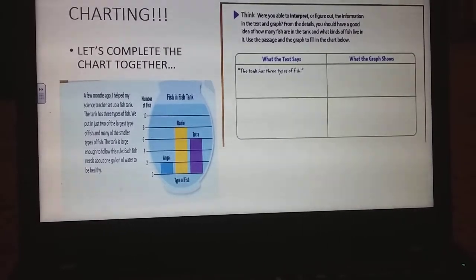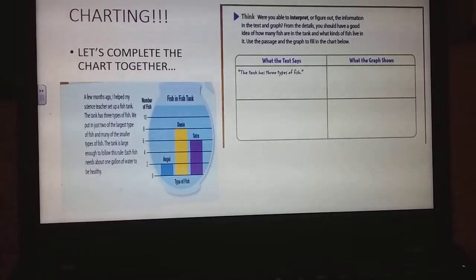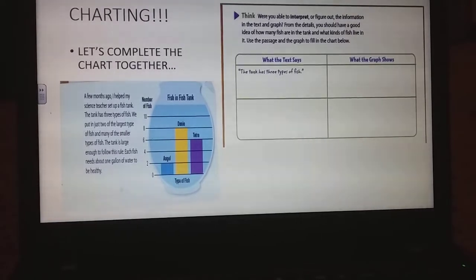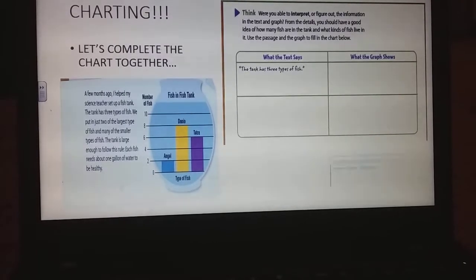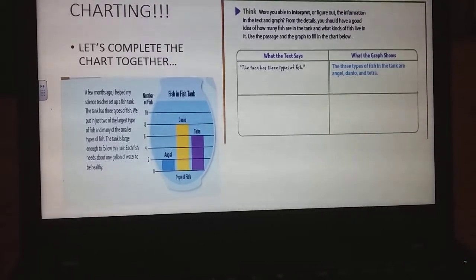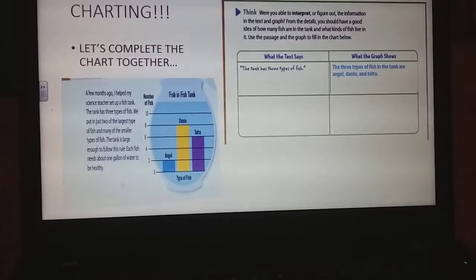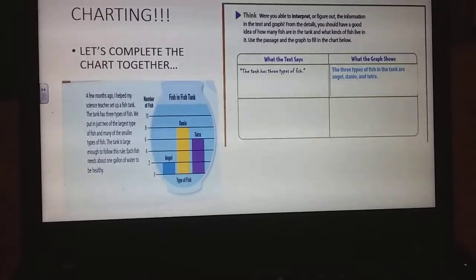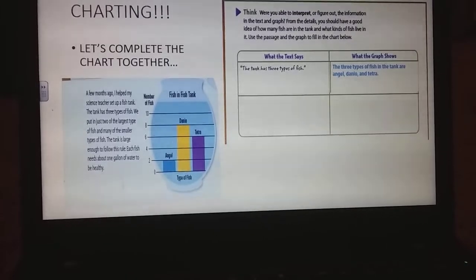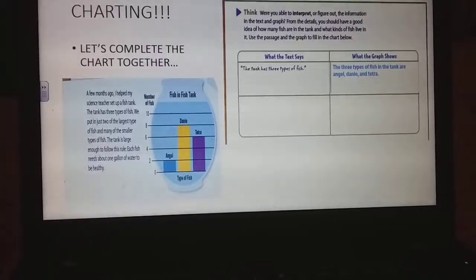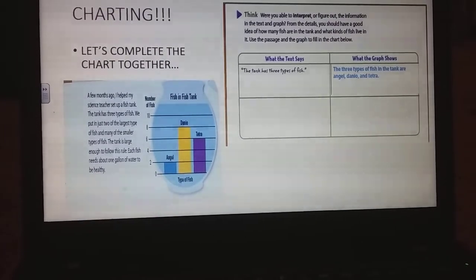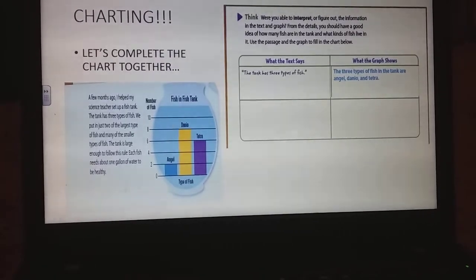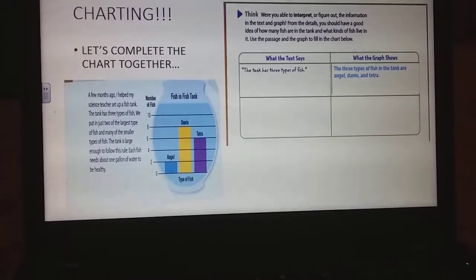So already under the column that says what the text says, it says the tank has 3 types of fish. But here's what the graph shows us. Graph shows us a little bit more information, right? It actually points out the names of those 3 different types of fish. So the 3 types of fish in the tank are angel, Daniel, and tetra, as you can see over here to the left, as represented.